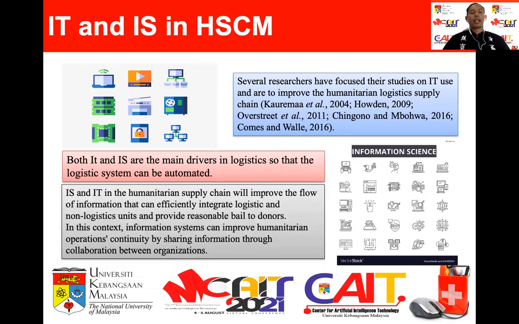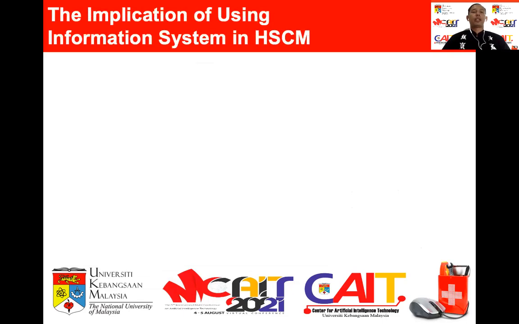So in general, IS and IT in the humanitarian supply chain will improve the flow of information that can efficiently integrate logistics and non-logistic units and provide reasonable briefs to donors. In this context, information systems can improve humanitarian operations continuity by sharing information through collaboration between the organizations or all agents. So there are three implications if we use information systems in SCM.